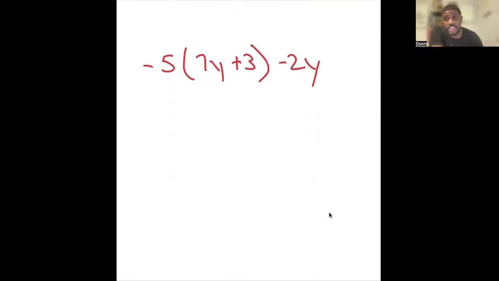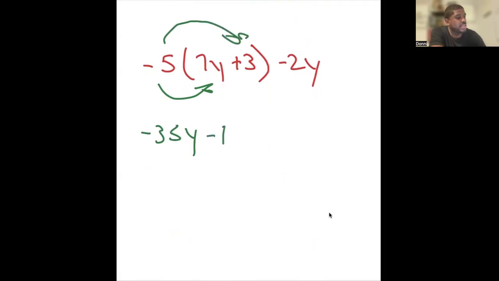All right, last question here. Again, we want to distribute first. I got this negative 5 right next to this parenthesis, so I'm going to distribute negative 5 to 7y. That gives me negative 35y. And then negative 5 to this 3 gives me negative 15. And then I just drop down this negative 2y. It's not in the parentheses, so don't try to multiply it.